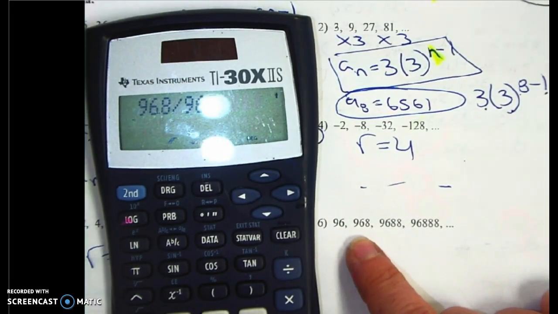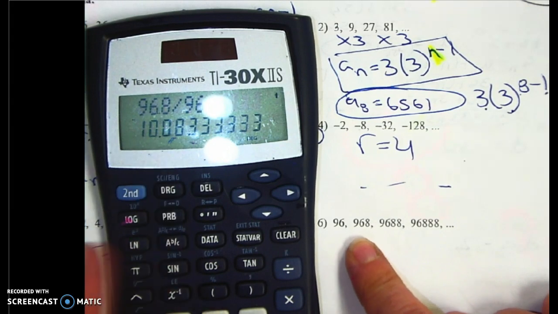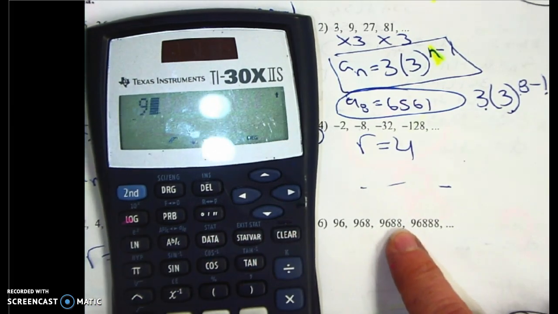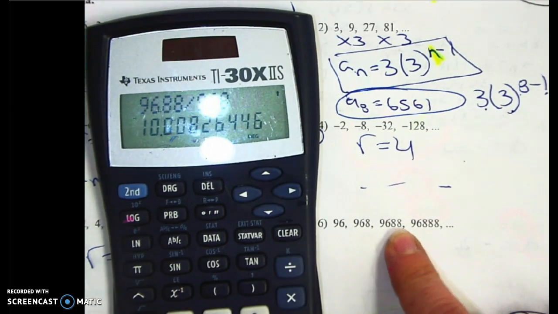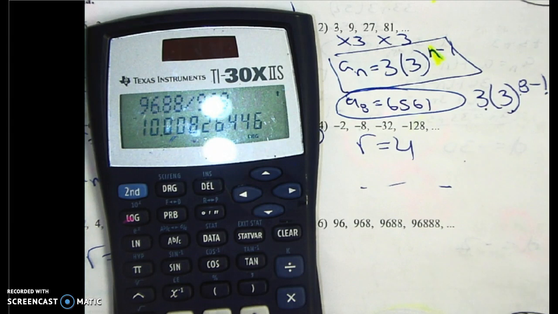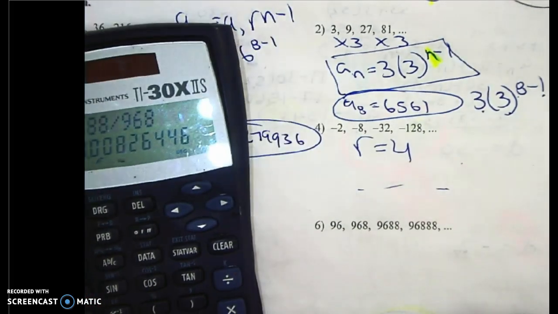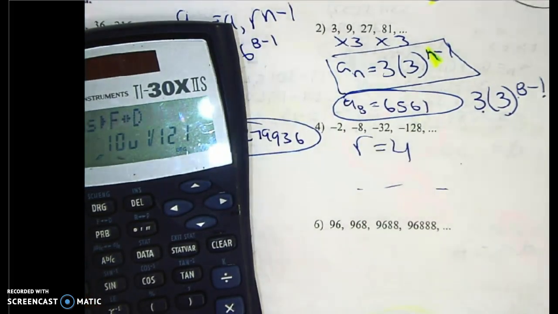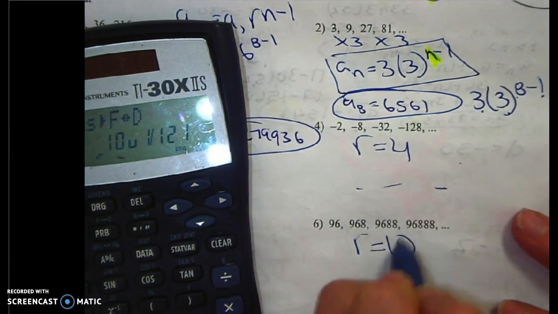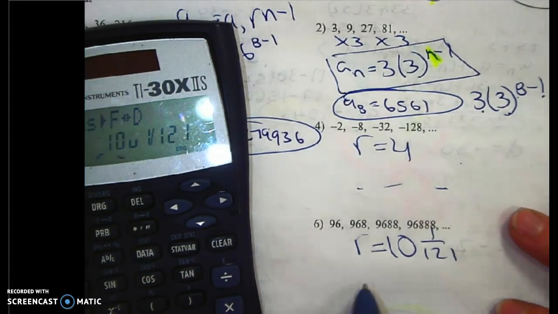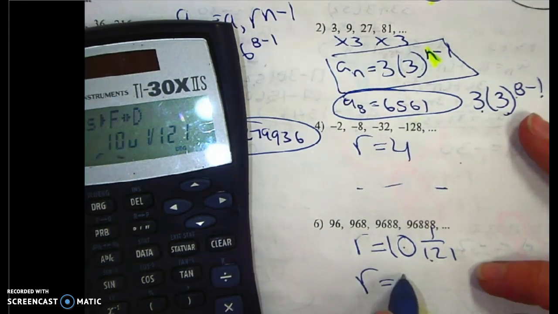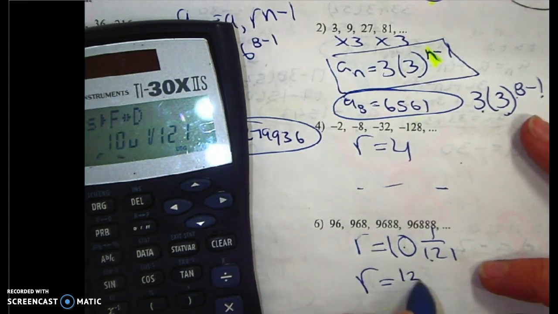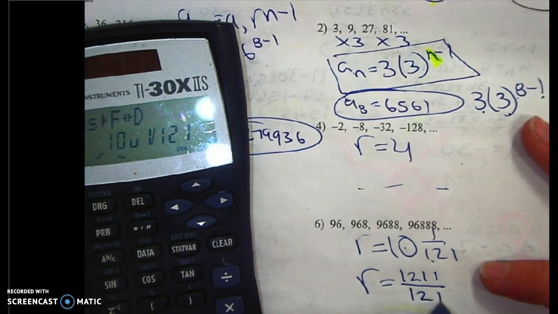Now this one isn't as obvious to me, so I'm going to divide it. 968 divided by 96. Okay, that's 10.08. How do I know if it's really going to work? 9688 divided by 968. 10.008. Oh my gosh, it works. Okay. So when I do that one, I can get it as an improper fraction. That's kind of a mean one. So they have 10 and 1/121. The way you change it to an improper fraction is you go 10 times 121 plus 1, which is 1211 over 121.